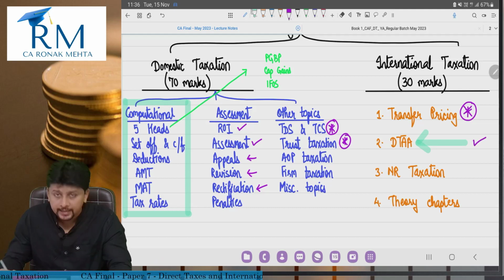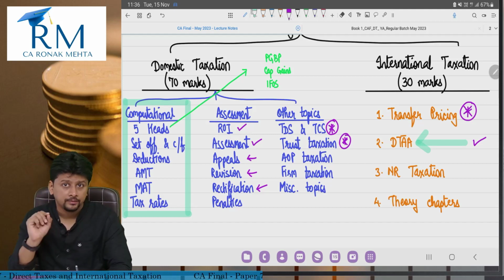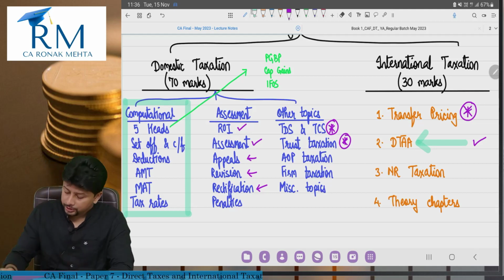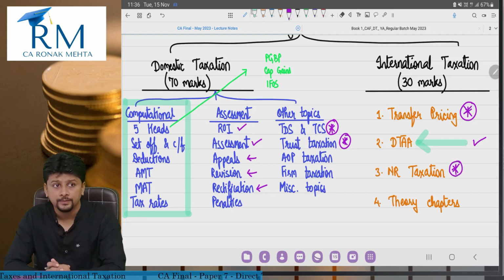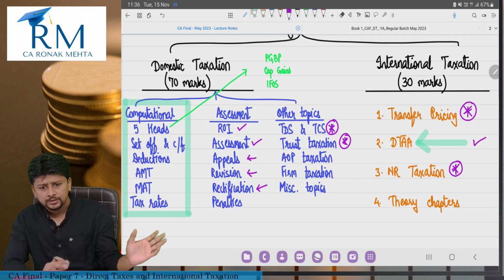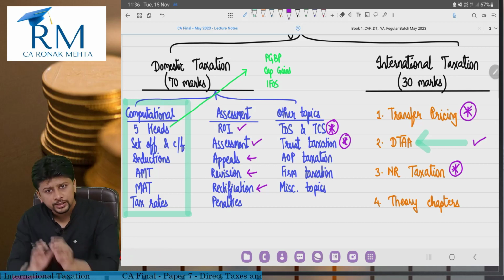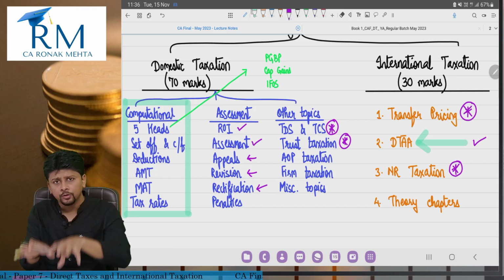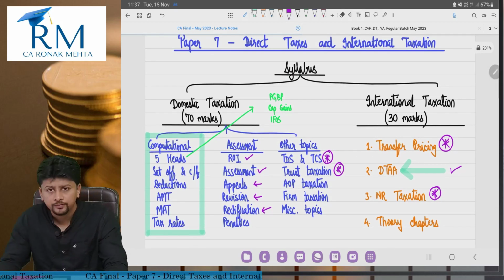DTAA also you get a dedicated question. The November 22 exam that just happened had a very smart, clever question on DTAA. Non-resident taxation, a very lengthy part of international tax as much as transfer pricing, also regularly comes up in your paper. And then there are some theory chapters, question-answer type chapters, best studied from CA Institute study material only. Even the textbook that I will give you will have those theory chapters exactly from the CA Institute material. So broadly this is your syllabus of direct tax.